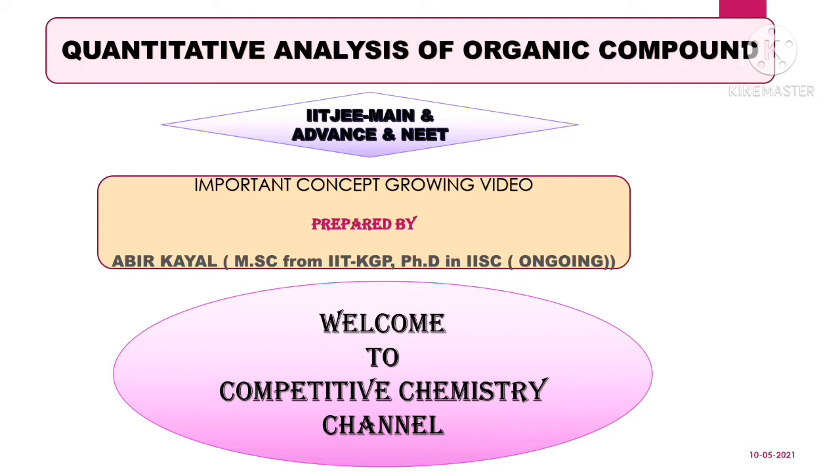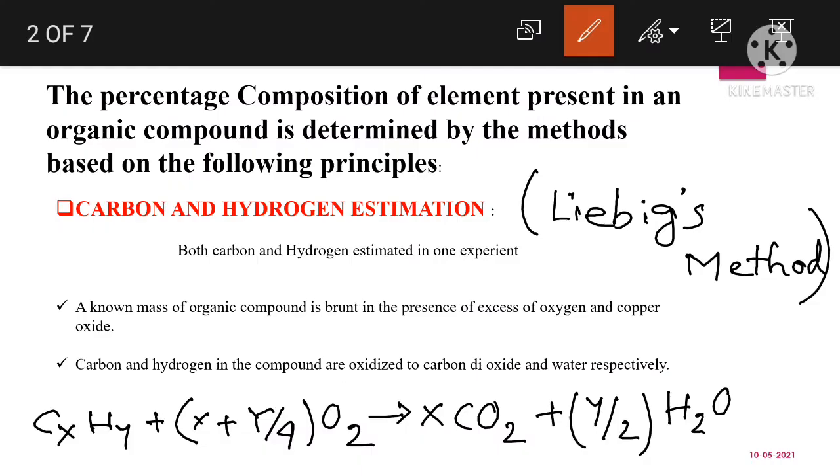Now we will check how much percent of these elements are present in our organic compound. Means in this video we will check the percentage of carbon and hydrogen in any organic compound. So how to check this percentage of carbon and hydrogen? The percentage composition of an element present in an organic compound is determined by methods based on the following principle. The name of the method is Liebig's method.